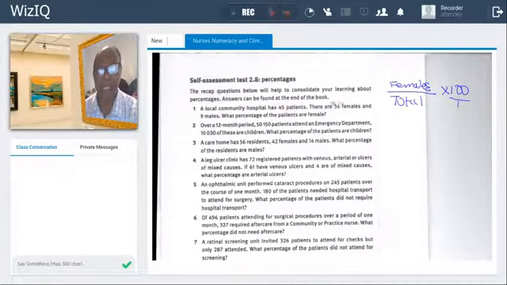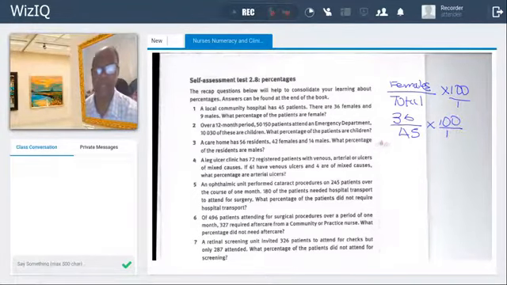They are asking for females, so the females are 36. And for the total, you could put 36 plus 9, but they have already given you that number, that's 45. And then you are multiplying that by 100. You could put it over 1, that's fine.